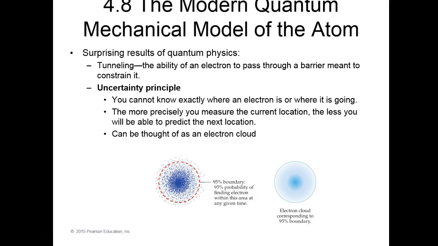So here's some surprising results of quantum physics. Tunneling is the ability of an electron to pass through a barrier meant to constrain it. This leads us to the uncertainty principle. We don't know exactly where an electron is or where it's going. The more precisely you measure the current location, the less you'll be able to predict the next location. We can think of this as an electron cloud. In this 95% boundary, there's a 95% probability of finding an electron within this area at a given time. So we really don't know.